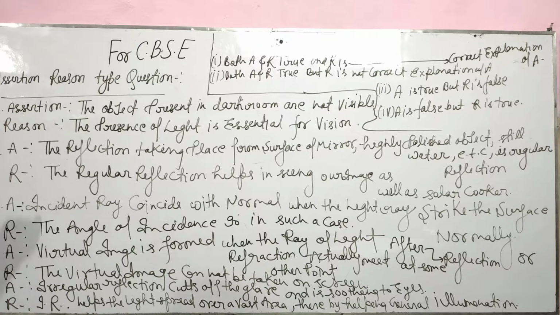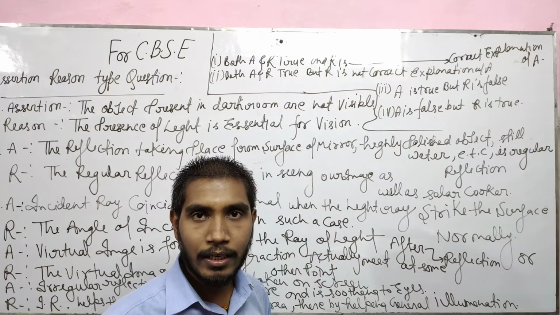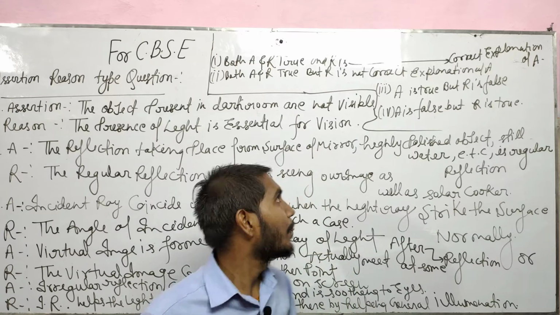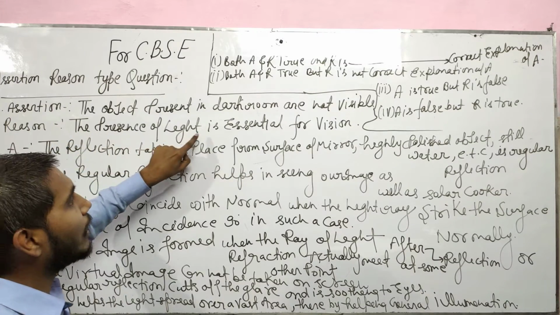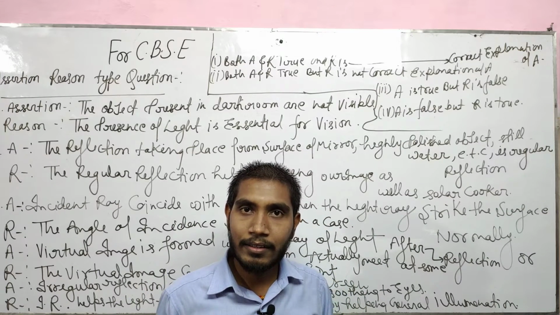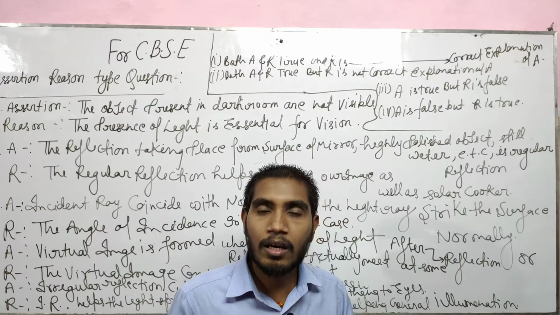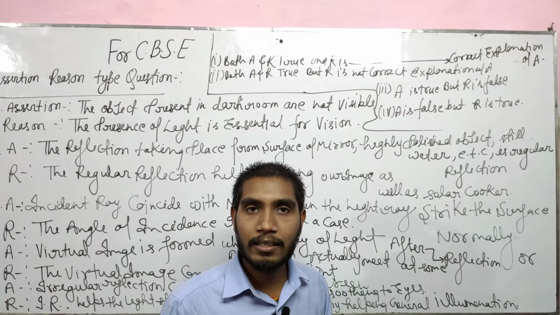See here, the first question. Assertion: the objects present in a dark room are not visible. It is correct. What is the reason provided for this statement? The presence of light is essential for vision. It is correct. We cannot see objects in a dark room because light is essential for seeing, for vision, for sight.